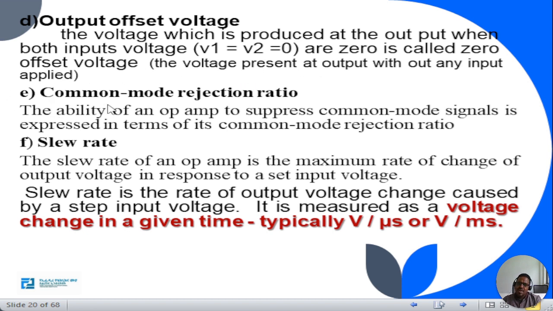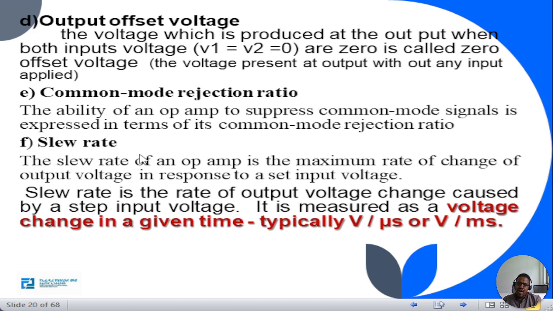The fifth parameter, common mode rejection ratio. The ability of an op-amp to suppress common mode signals is expressed in terms of its common mode rejection ratio. So with the same input polarity, some unwanted signals are inserted in the op-amp, and they are rejected by the common mode rejection ratio.